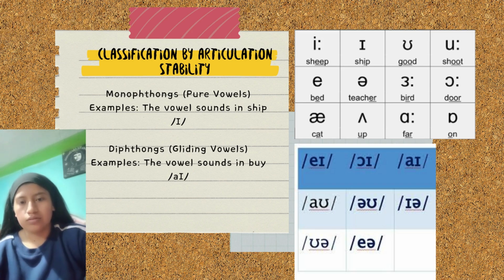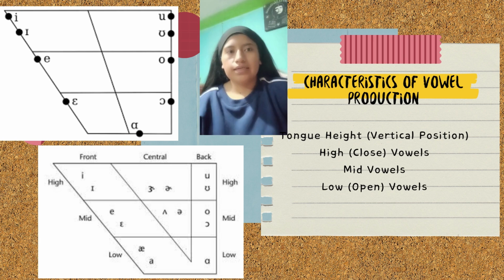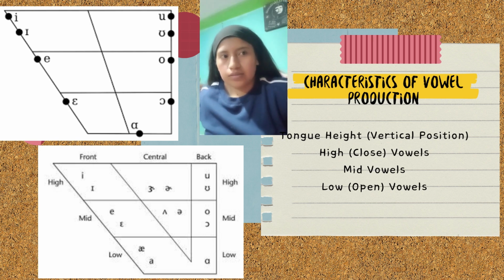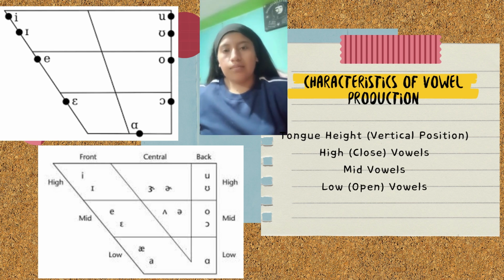vowel position to another. The characteristics of vowel production. Vowels are typically voiced sounds produced without any obstruction or audible friction in the vocal tract.